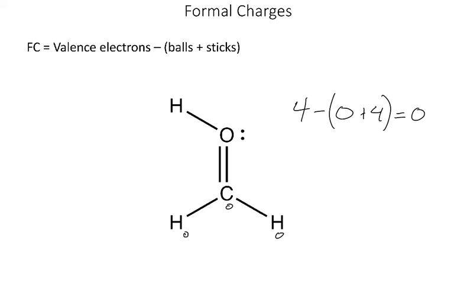For the oxygen, oxygen has 6 valence electrons, minus 2 balls. It has 3 bonds, 2 from the double bond, 1 from the single bond of the hydrogen, so it has 3 sticks. So 6 minus 5 is 1, so oxygen has a positive formal charge. And then this hydrogen, like the others, has 1 bond, so it's 0. All right, one more example on the next slide.